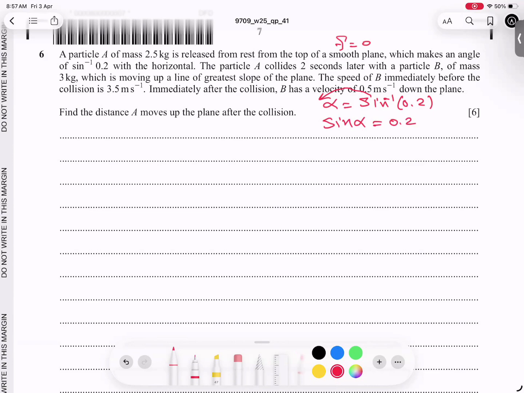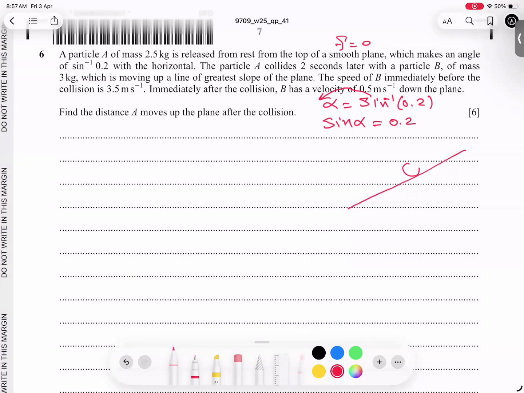Further saying, particle A collides 2 seconds later with particle B. So it means A is coming downwards and B is moving upwards. B before collision is 3.5, mass is 3 kilograms, and after collision speed becomes 0.5 down. This means after collision it goes down. So the situation is what we have.